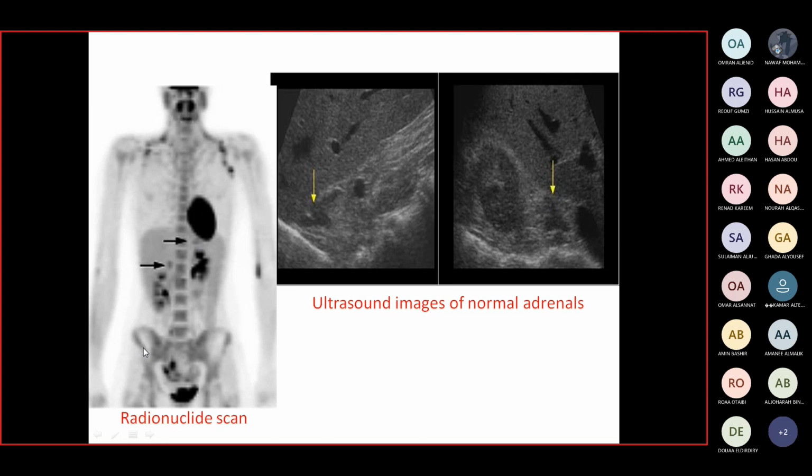You have to look carefully at this image. These arrows point to the adrenal glands, the right and left adrenal glands. You can see the radioisotope is excreted by the kidneys into the urine, through the urine to the urinary bladder. You can also see radioisotope in the urinary system in general. And also, what is this?